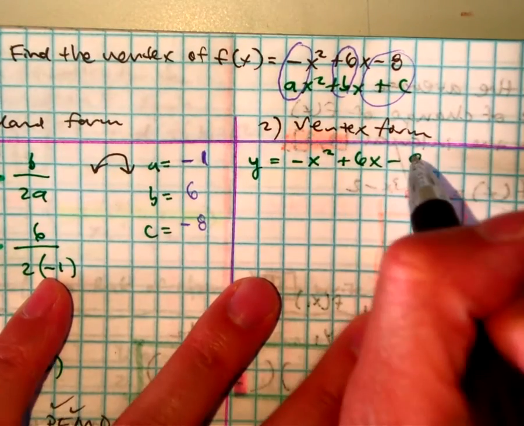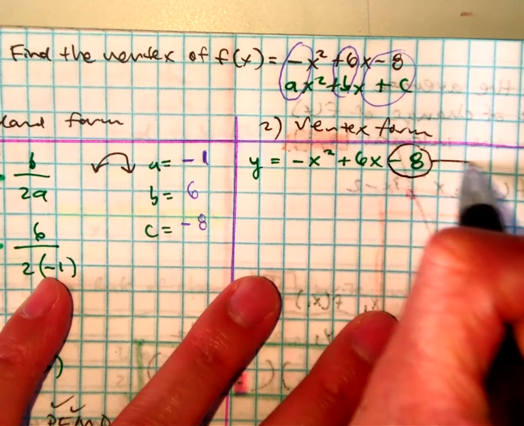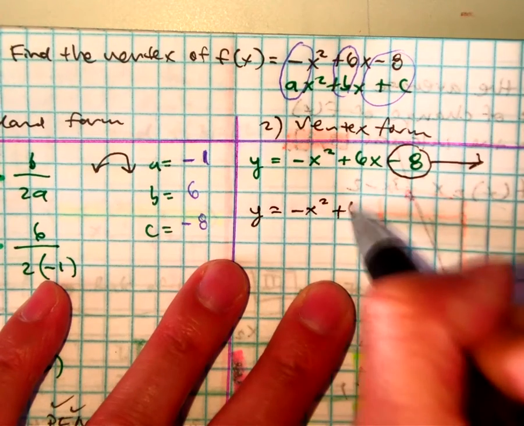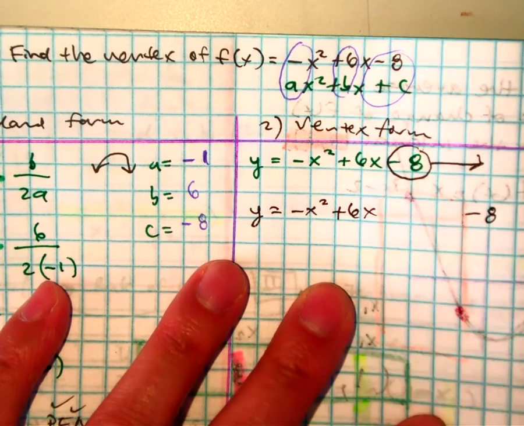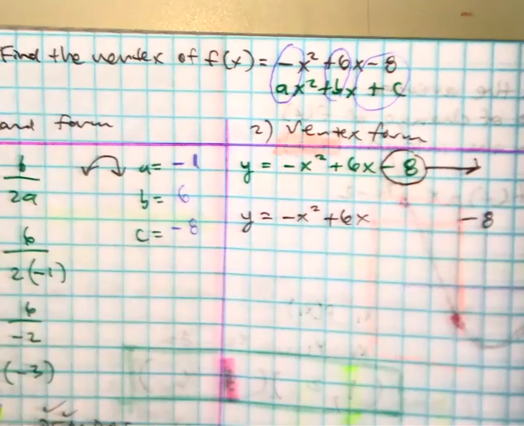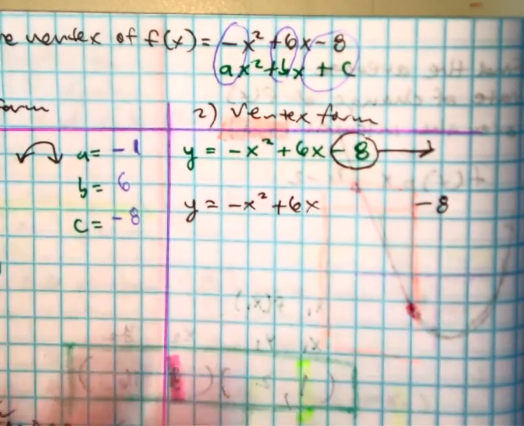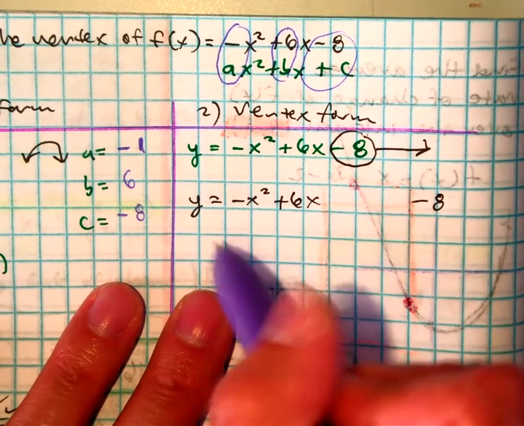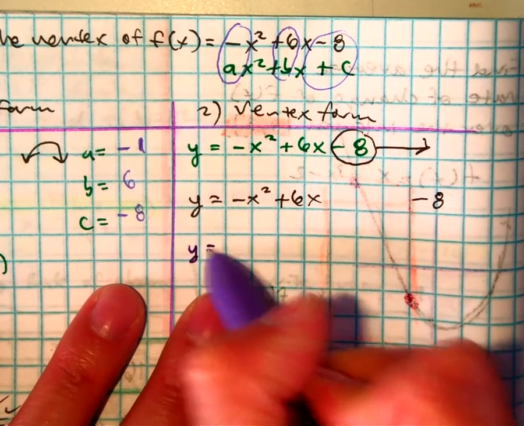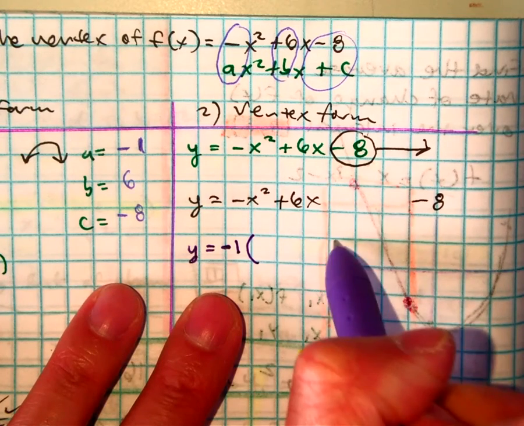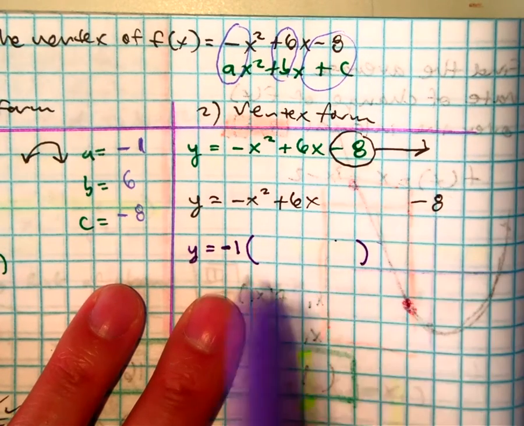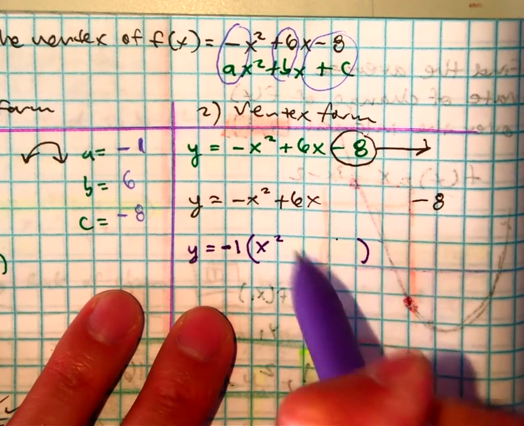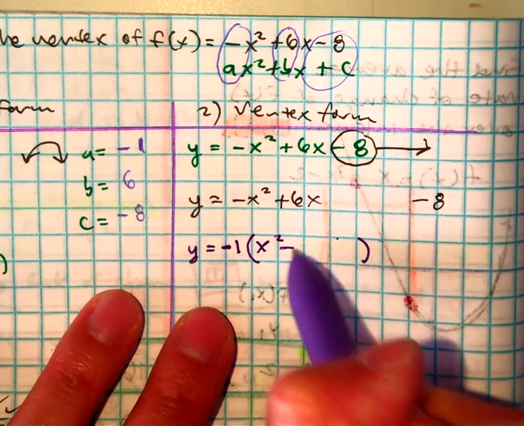The first thing I'm going to do is move over this negative 8 to give us a little bit more space. I have y equals negative x squared plus 6x minus 8. The next thing I'm going to do is make this a value positive, so I'm going to factor out a negative 1. Class, if I factor out a negative 1, then this becomes what? X squared, minus 6x.